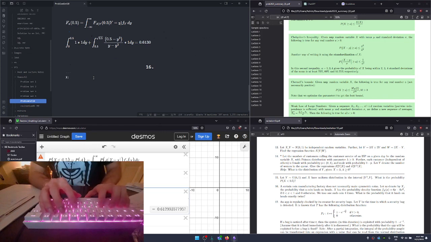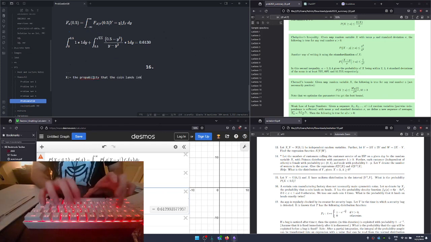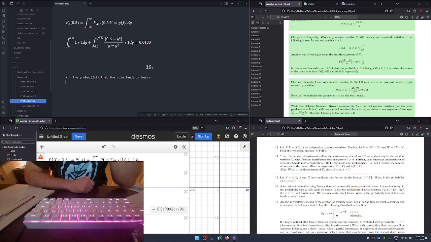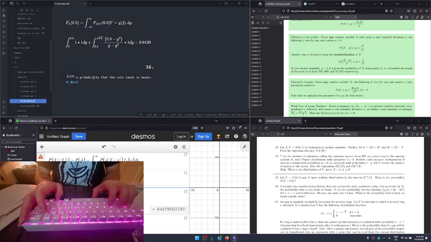What does x denote? X is the probability that the coin lands on heads. This makes sense. X has a probability density function, let me just write it here.